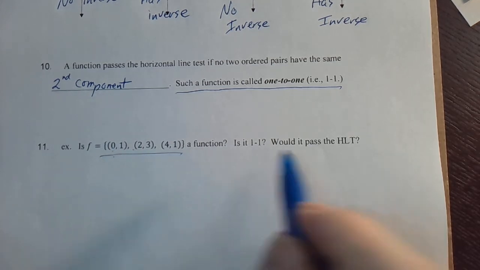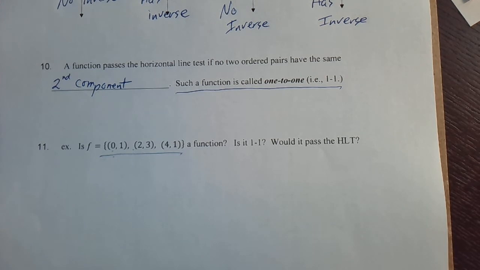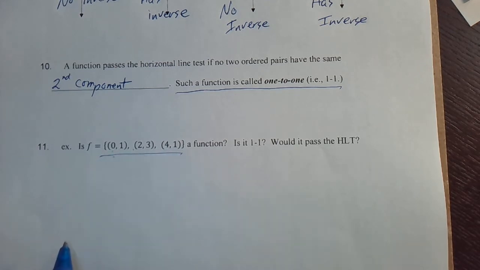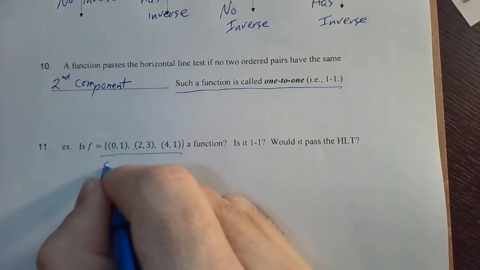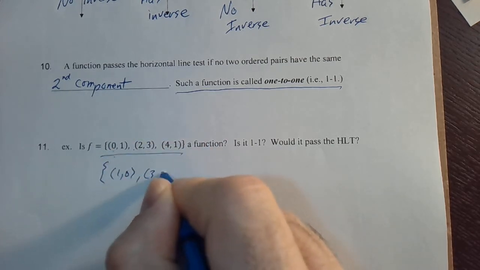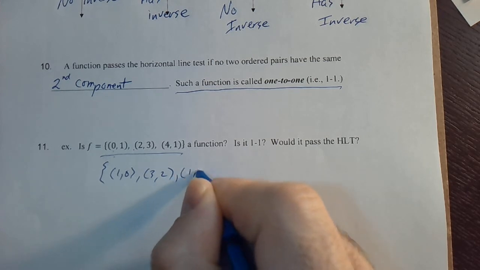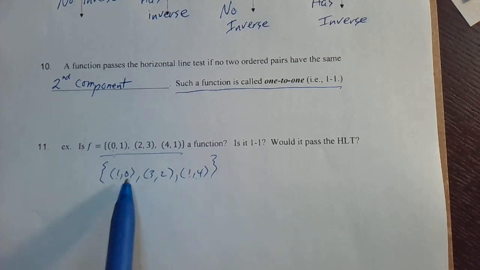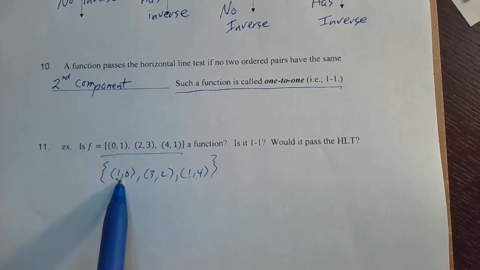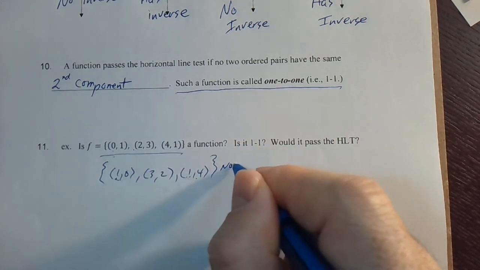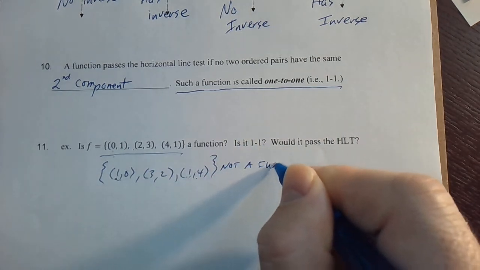But is it one-to-one? In other words, would it pass the horizontal line test? Well, it's not one-to-one. You can see that 0 gets mapped to 1 and 4 gets mapped to 1. So that's not one-to-one. If it had an inverse, it would be (1, 0), (3, 2), (1, 4). But this is not a function because it has 2 ordered pairs, both starting with 1, x values of 1 getting mapped to 2 distinct numbers. So I'm going to say this is not a function.